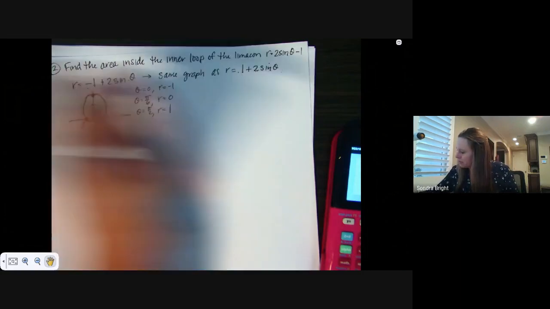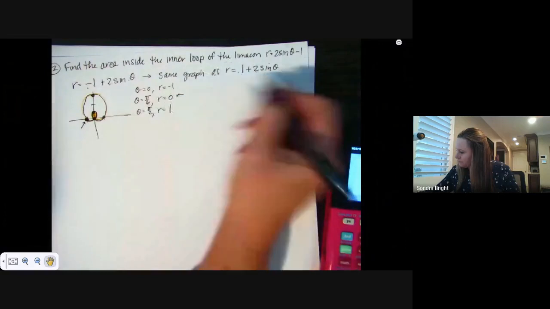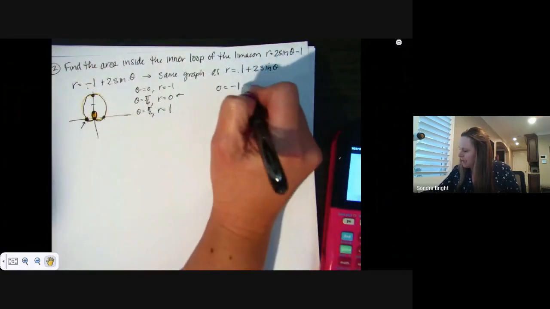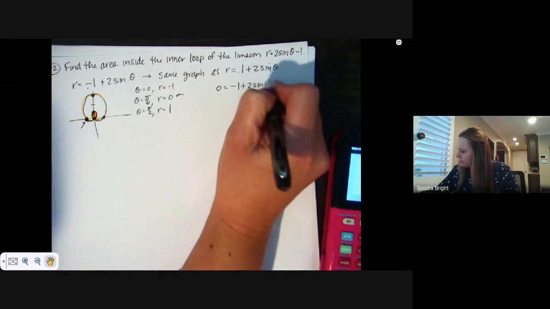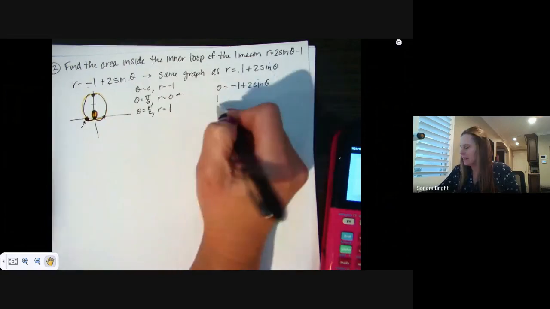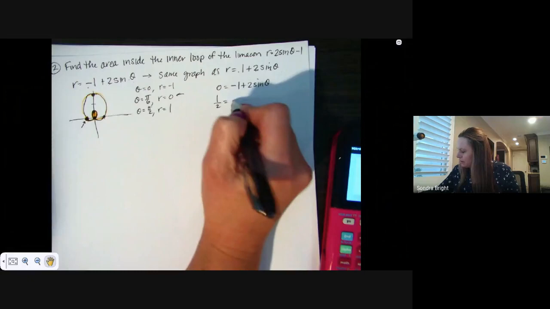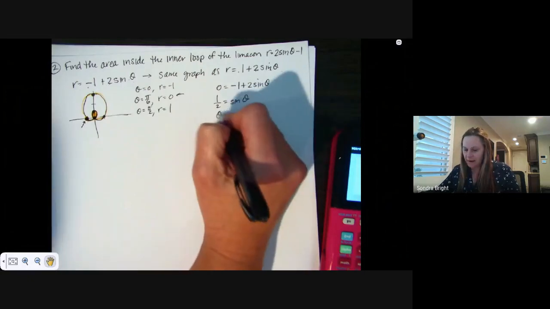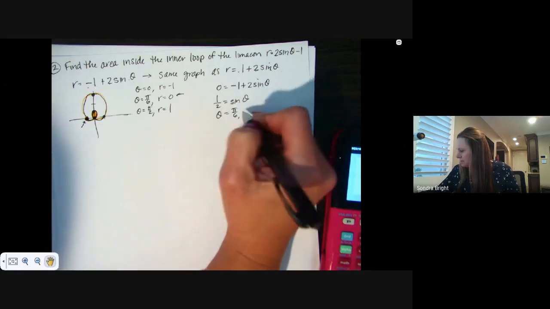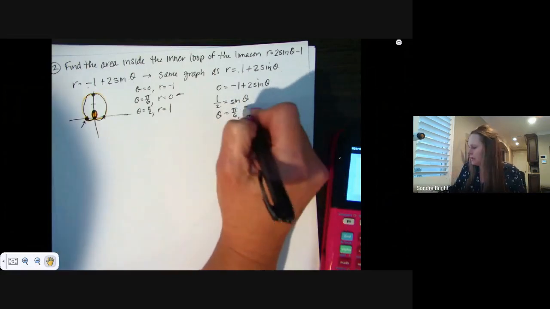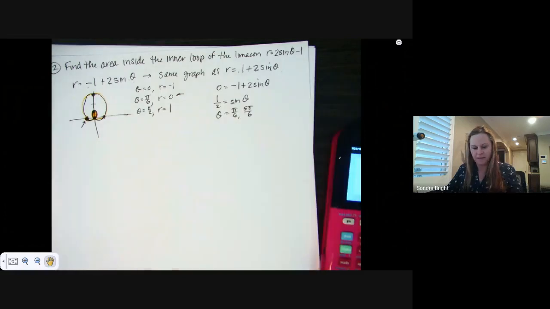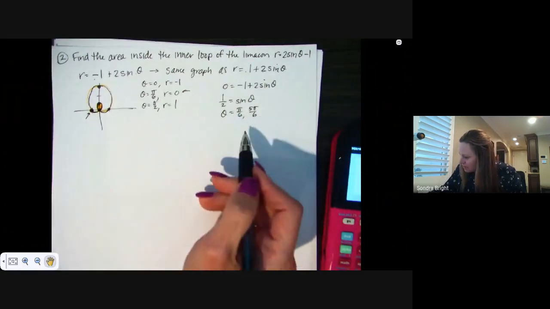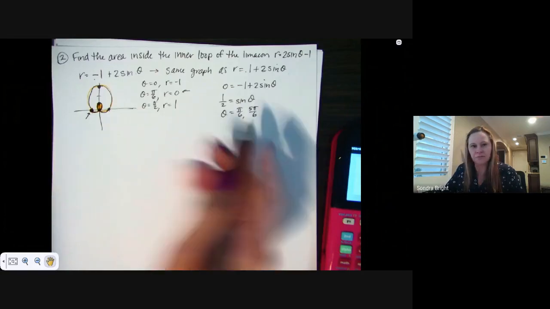But here's how you can solve it. You're going to set r equal to 0. Add the 1, divide by 2. So when is sine of theta equal to 1/2? Well, when theta is pi over 6, and again at 5 pi over 6. Those are the two values when this guy is 0. So that's going to generate the area inside that loop there.